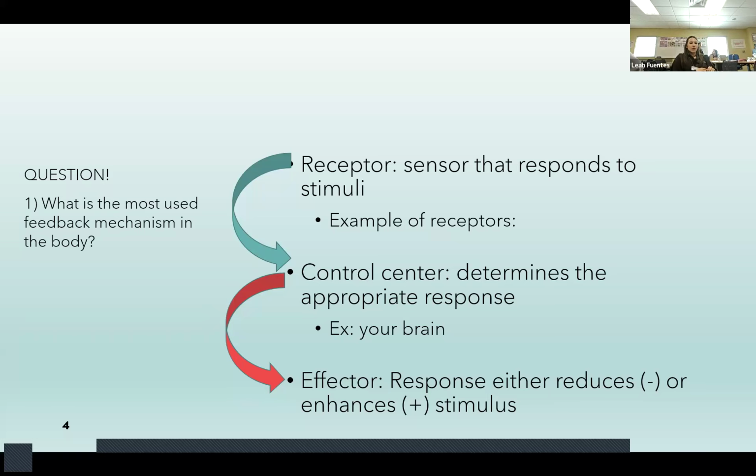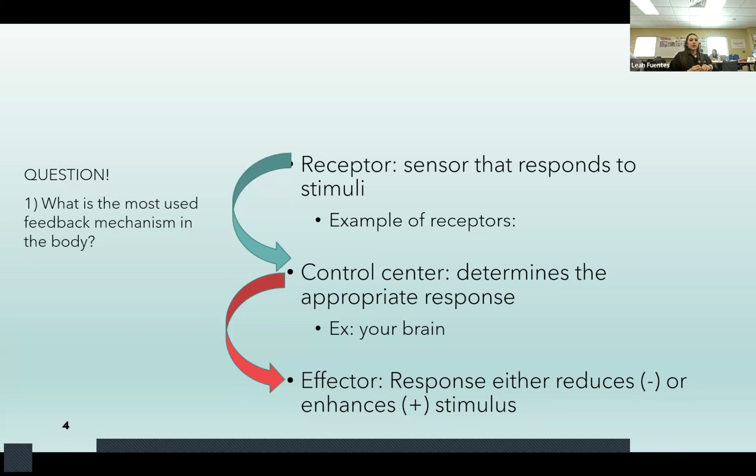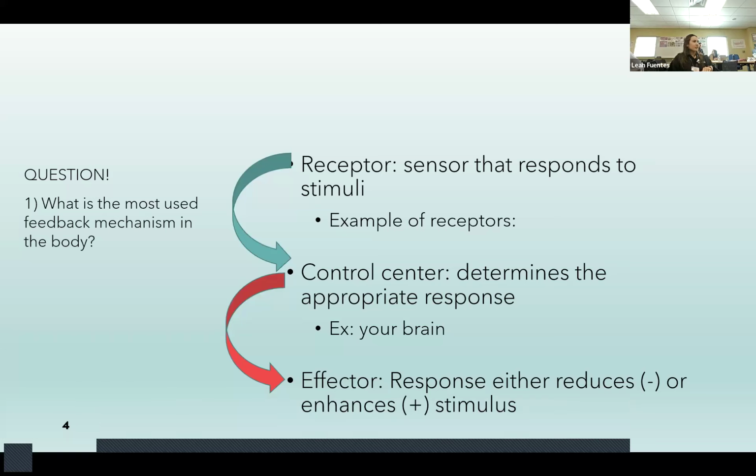Okay, and then looking a bit more at the receptor, control center, and effector. The receptor is the sensor that responds to the stimuli. If we go back, here's the receptor. It's the first stimulus that changes. Does anybody know an example of something that throws your body out of homeostasis? Maybe a disease or an illness. Let's say you catch a cold, right? Your body then tries to fight it with a fever, and then eventually you come back down to homeostasis.